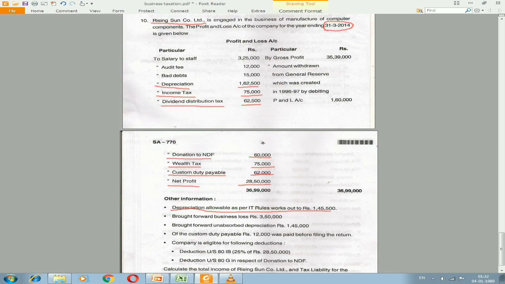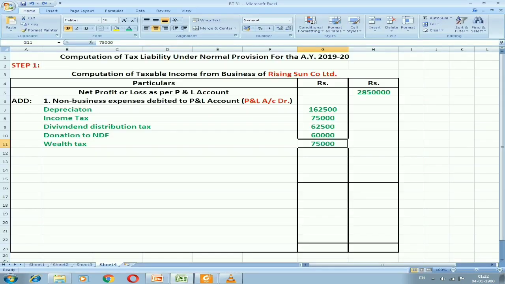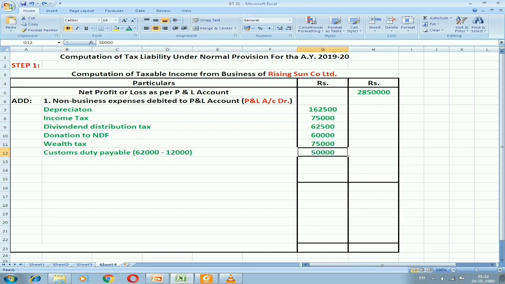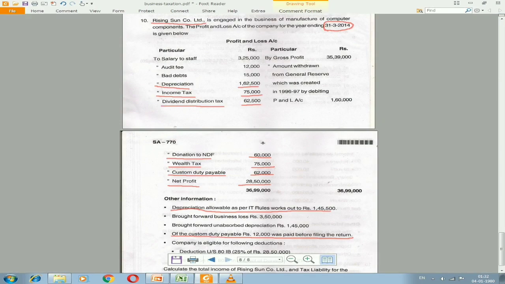For this we have one adjustment. As the custom duty payable, rupees 12,000 was paid before filing the returns. Only 12,000 is paid before filing returns. Rest of the amount was not paid before the date. So we need to take out that 12,000 and the left out amount will be considered as non-business because that is not paid before the due date. Apart from this, on the debit side we don't have any non-business expenditures.